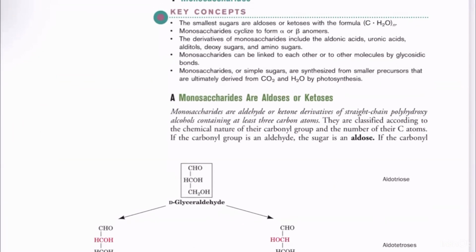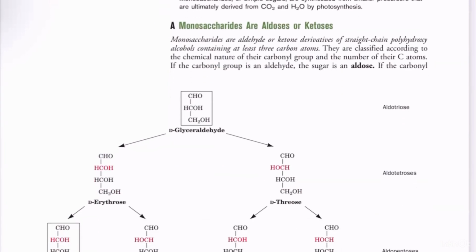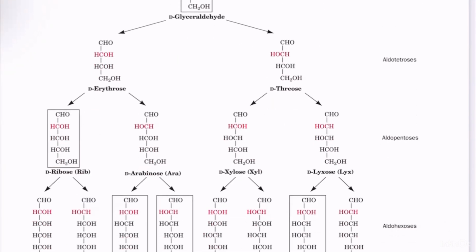Okay, monosaccharides, there are two types. You should be able to identify that aldoses have a CHO group at their first carbon. Ketoses have a C double bond O at their second carbon. And then you should be able to identify D form and L form.